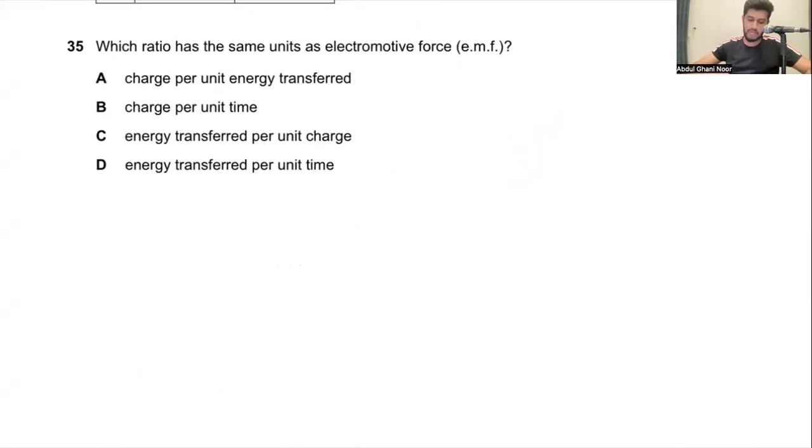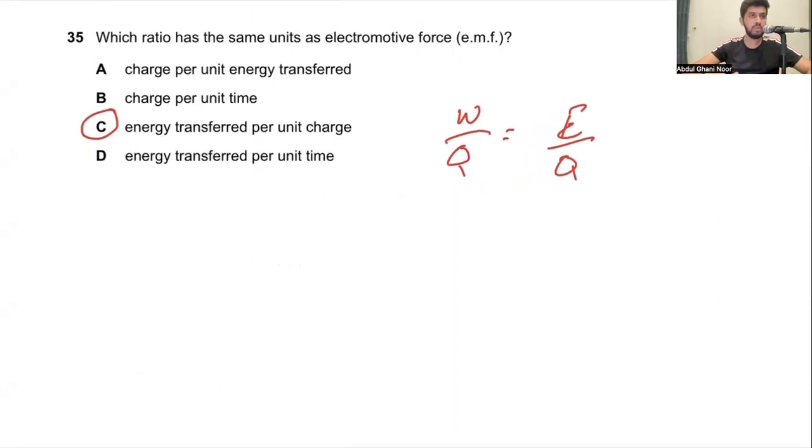Which ratio has the same unit as EMF? What is EMF? Work done per unit charge. So energy transferred per unit charge will have the same unit. Work done upon charge, energy upon charge. This is what EMF is. This is what potential difference is. That was question number 35.